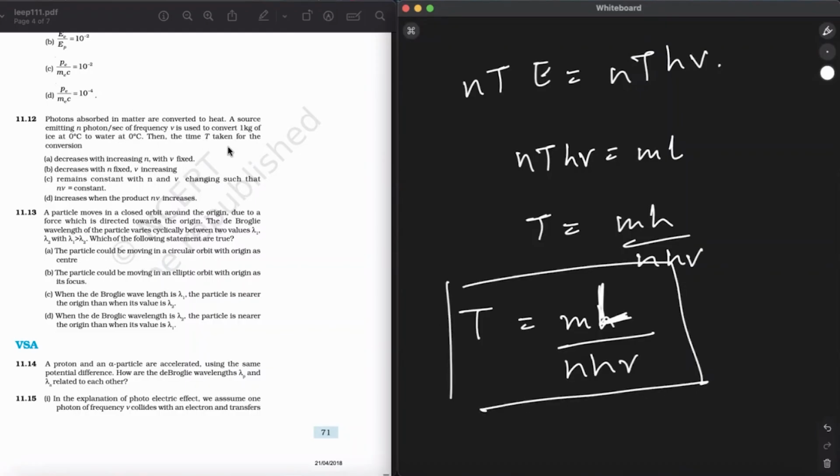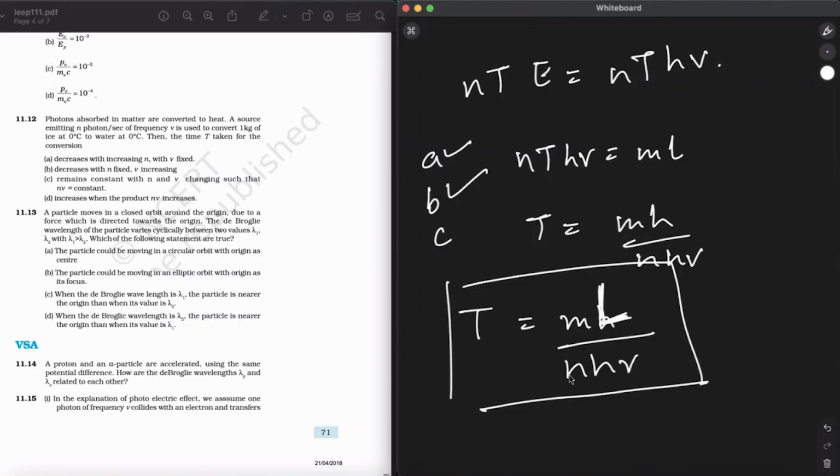Time t will decrease with increasing n. Yes, time t will decrease as n is increasing because they are inversely proportional. So option A will be correct. Now checking option B, decreases with n fixed and nu increasing. Time t will decrease with nu increasing. Since nu will increase, t will decrease. B is also correct. Now check option number C. It remains constant with n and nu changing such that n nu is equal to constant. So option number C is correct.